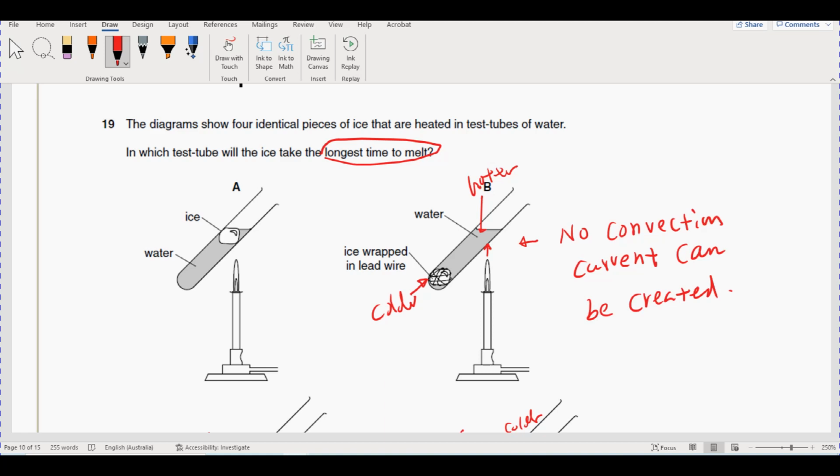Okay, so right here, for A at least you try to heat the ice directly underneath. So there's some chance you can still melt the ice, but not as effective as the other two ways. But B is definitely the most ineffective way to melt the ice. So B would be the answer. Okay.